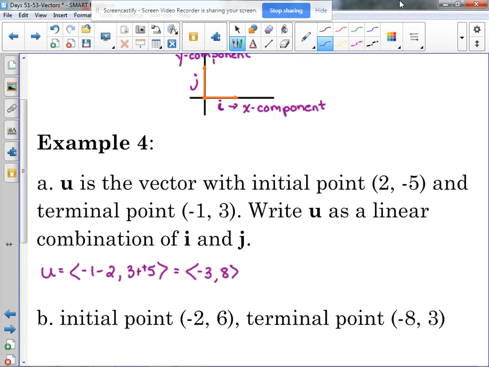So as a linear combination, all you do is take the x component and put it in front of the vector i, and we take the y component and put it in front of vector j. So -3i plus 8j says the same thing as the component form -3, 8.